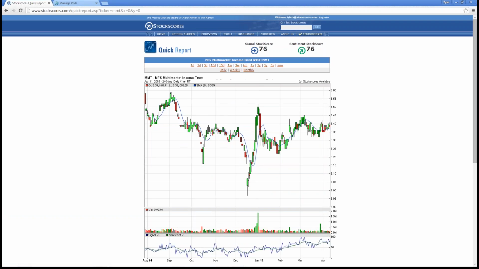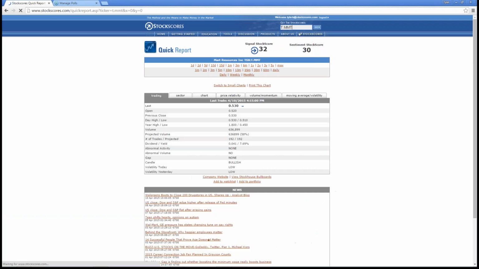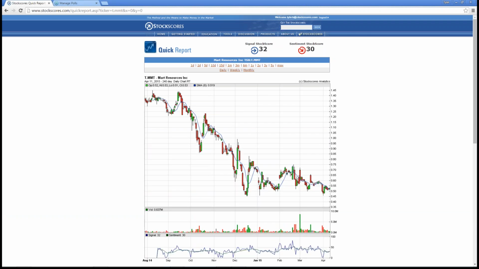MMT. So MMT support right now at 630. I don't really see a great reason to own it. You might mean MMT on Toronto, which is in a downward trend. So this is a stock to avoid right now. But if you did own it, I would sell it if it closes below 45 cents.